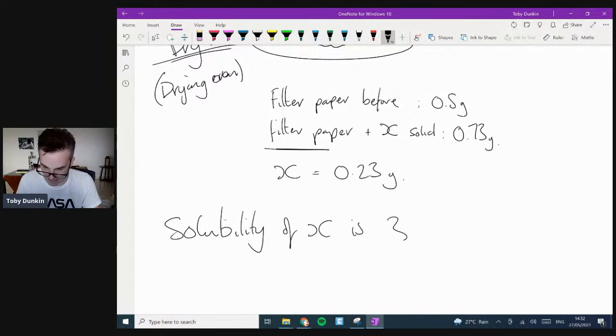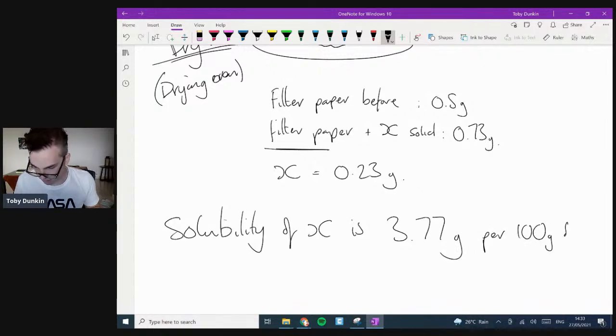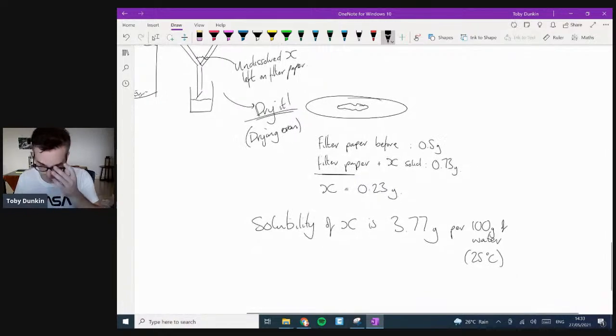So my solubility of X is... I need a calculator. Because I added a gram, didn't I? So I need to do 1 minus 0.23, which gives me 0.77. That's going to be worth a mark. So that's its solubility per 100 grams of water at 25 degrees Celsius, as long as I've recorded the temperature.